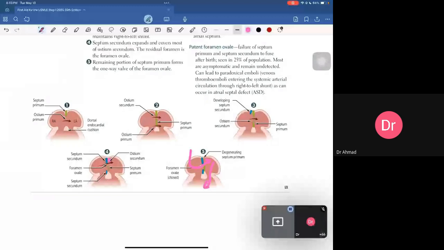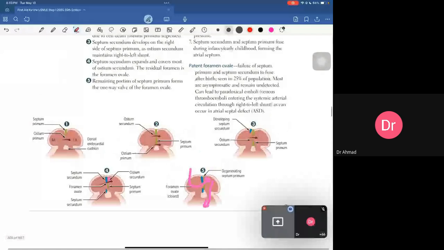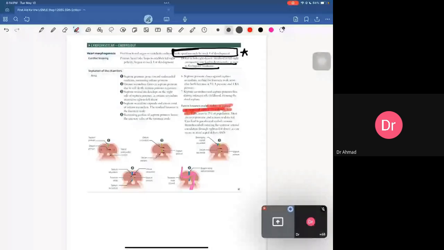But now they would ask you, how is this thing possible? And they would give you the pathophysiology of the diseases. One of the pathophysiologies would mention this thing, that a failure of septum primum and septum secundum to fuse after the birth. One of the options would be this thing. So the atrial separation, the separation of the chambers, is only important due to this main reason.